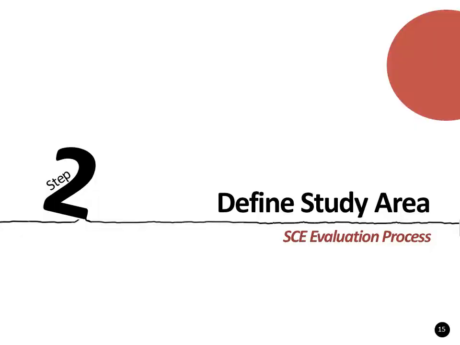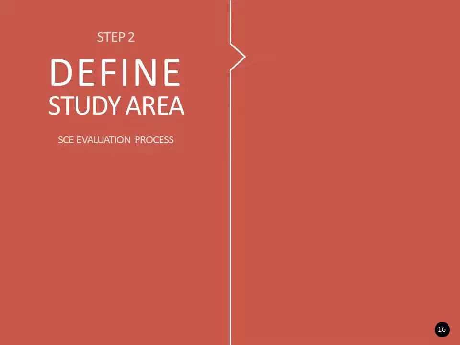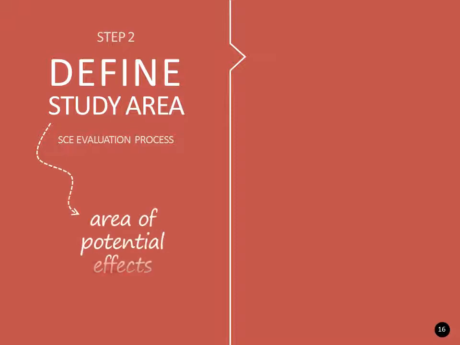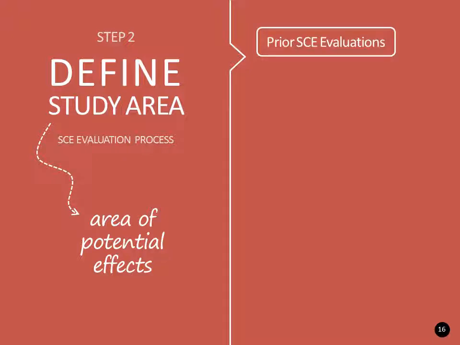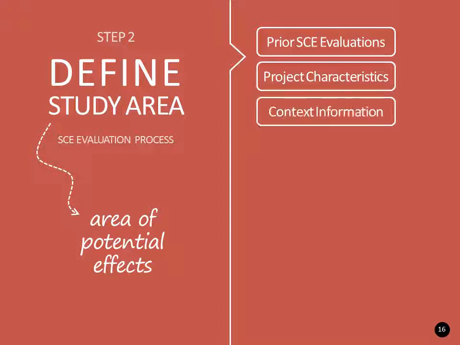Step 2 of the process is to define the study area for the sociocultural effects evaluation. For SCE evaluation, the study area is the geographic area or areas where potentially affected communities and community resources are located. Study area boundaries define the geographic extent of the evaluation. When delineating the study area, we consider the study area for SCE evaluations conducted for a prior project phase, the project's physical and operational characteristics, context information compiled in Step 1, and the potential for project effects.